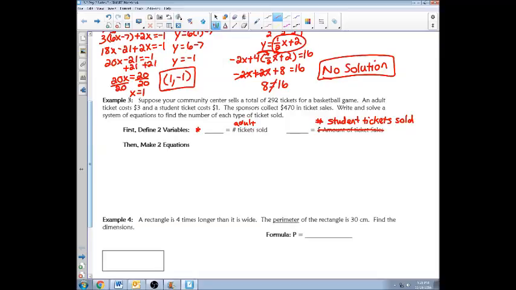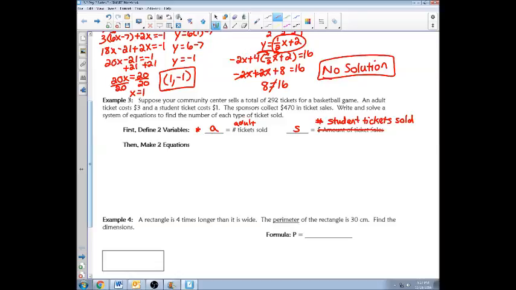So I need a variable for adult tickets. I'm going to use A. I need a variable for student tickets. I'm going to use S. Now this is where we got to think about the problem a little bit. Let's go back and reread it. Suppose your community center sells a total of 292 tickets for a basketball game.